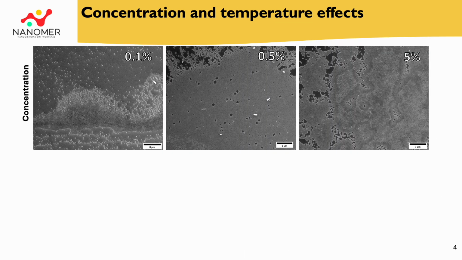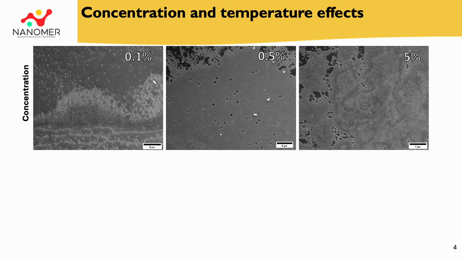Instead of increasing the evaporation rate, we can simply increase the concentration if we have particles that are easy to concentrate. Here's an example from my lab, where we tried depositing particles that were suspended at a dry weight percent of 0.1%, 0.5%, and 5%. The bare substrate is a darker gray, and the particles are the lighter gray, so we can see some contrast in these images.